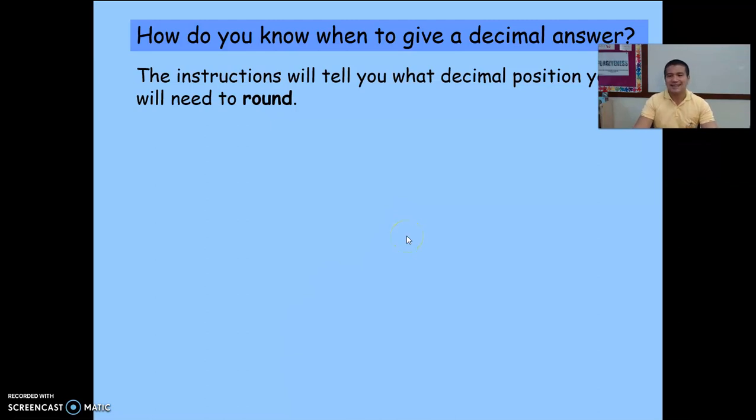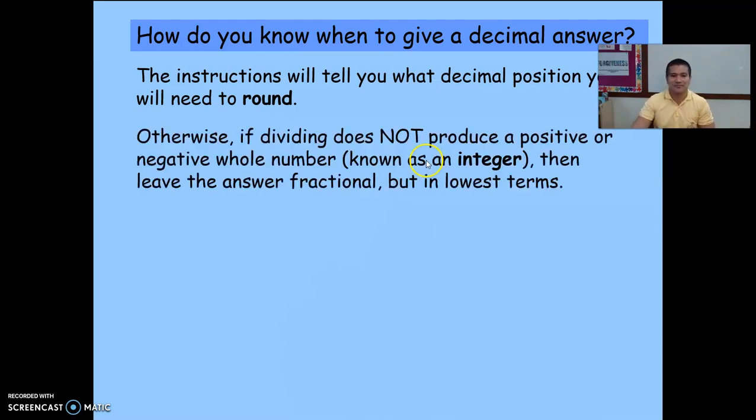The teacher will give you the instruction. You need to simplify the fraction in its simplest form. Otherwise, if dividing does not produce a positive or negative whole number, known as an integer, then leave the answer fractional but in the lowest term.